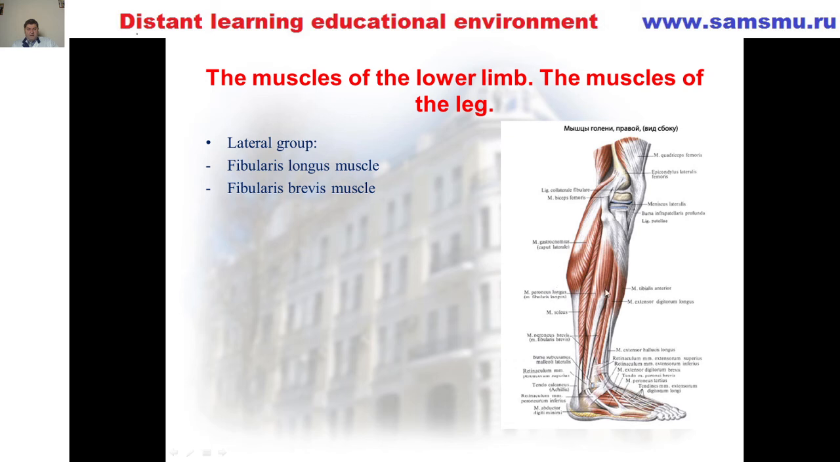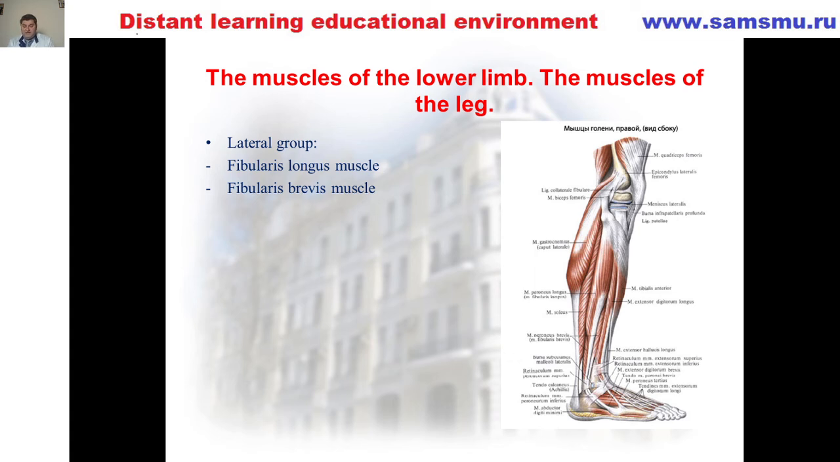lies under the long peroneal muscle. It arises from the middle third of the lateral surface of the fibula and from both intermuscular septa. Its tendon passes behind the lateral malleolus in the sheath shared with the long peroneal muscle, extends under the superior peroneal retinaculum and then under the inferior peroneal retinaculum, and it's attached to the tuberosity of the fifth metatarsal bone.